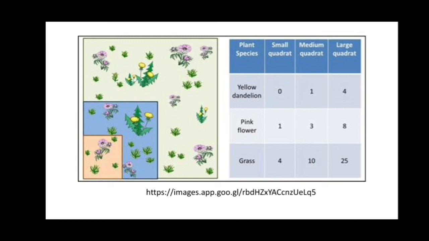In the pink flower, the small quadrant shows 1 pink flower, the medium quadrant shows 3 pink flowers and the large quadrant shows 8 pink flowers. Now the grass: the small quadrant shows 4, the medium quadrant shows 10 and the large quadrant shows 25 grasses.